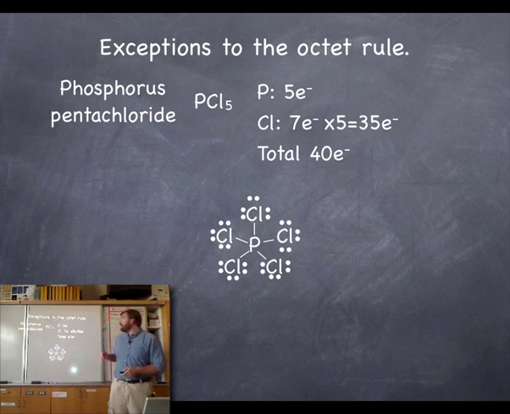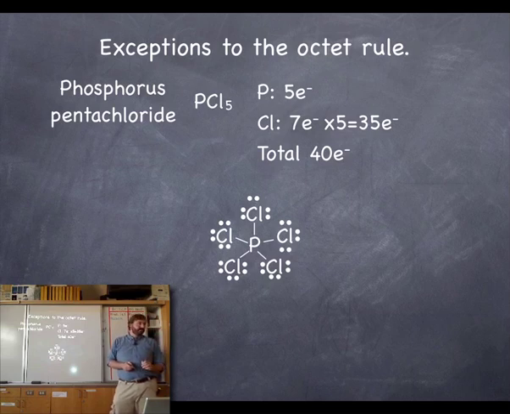So, exceptions to the octet rule. Elements in the third period and lower, particularly phosphorus and sulfur are big examples, can violate the octet rule. Boron frequently only has 6 electrons around it just because of its low atomic number. It just doesn't have enough protons to hold 8 electrons around it. Okay?